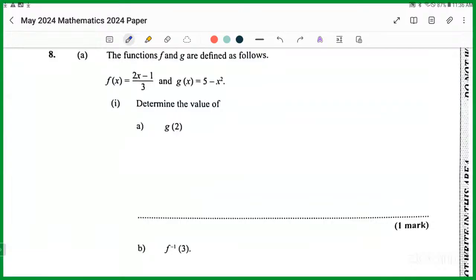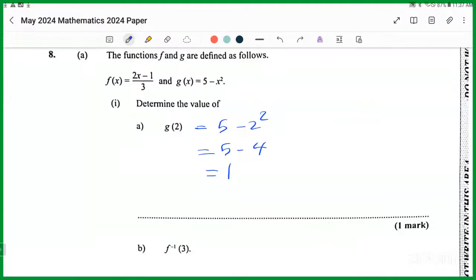This one gives us f and g. And first part wants g of 2. So this is your traditional one. You're going to put the 2 in the g function. That's going to work out to 5 minus 2 squared. 2 squared is 4. So that's 5 minus 4. 5 minus 4 is 1. That's that. Next part wants f to the minus 1 of 3.